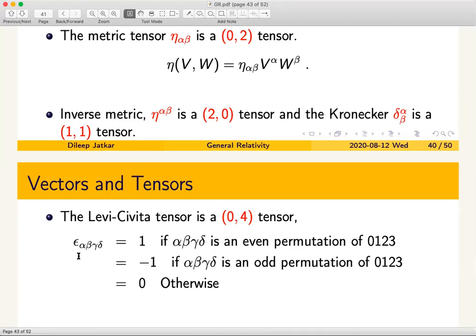Now, given that epsilon alpha beta gamma delta could be 0, 1, 2, 3, or some permutation, the only other possibility would be that alpha is equal to beta, or alpha is equal to gamma, or any two indices being the same. The Levi-Civita tensor has the property that if any two indices are the same, it just vanishes. This is called a completely antisymmetric tensor in 4 dimensions. And of course, there is an analog of this tensor in every dimension. In 3 dimensions, you have a similar tensor, epsilon alpha beta gamma, where alpha beta gamma take only three values.